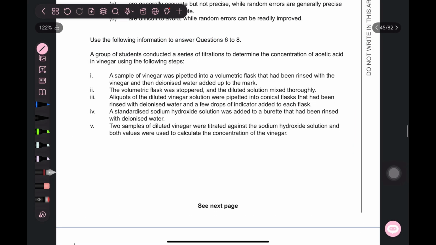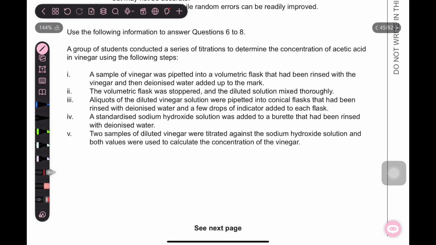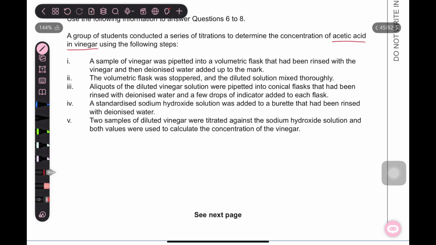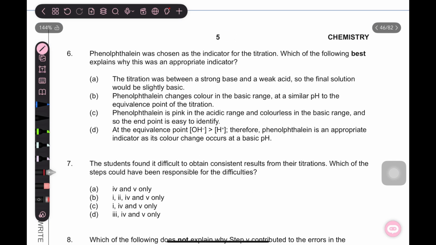Okay, so we're now moving on to questions 6, 7, and 8. Now, I will quickly scan this information, and I'm going to quickly recognize that we're determining the concentration of acetic acid in vinegar. And this is through a titration, and we've got a 5-step process here. Now I'm going to read the questions to determine kind of what information I'm actually looking for.